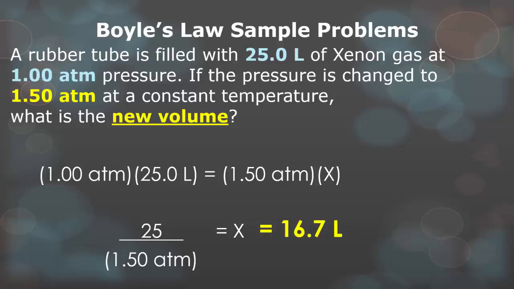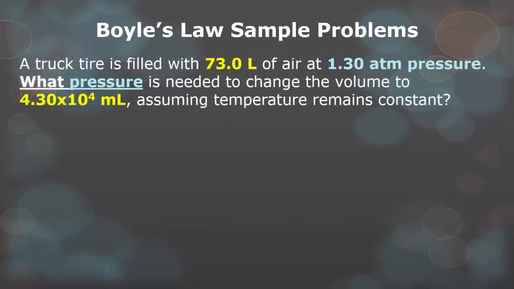Again, does this make sense? So you're going from 1 atmosphere to 1.5. You're applying pressure. As that pressure is being applied, you have now less space than what you started with. Again, think about a water bottle, and as you squeeze it, there's technically less space because it's being crumpled. Again, using Boyle's law, let's think about a truck tire.